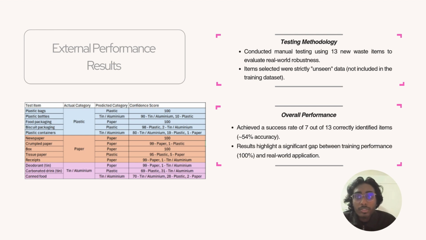First is testing methodology. Conducted manual testing using 13 new waste items to evaluate real-world robustness. Items selected were strictly unseen data, not included in the training dataset. Next is overall performance. Achieved a success rate of 7 out of 13 correctly identified items, that is 54% accuracy. Results highlight a significant gap between training performance, that is 100%, and real-world application.